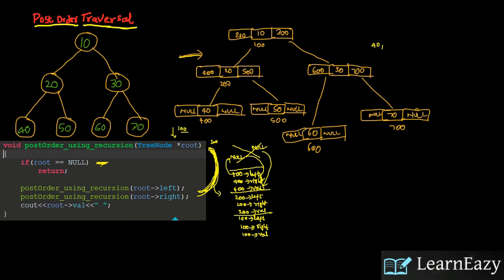All three calls are done. Now the stack record will get deleted. Now it returns back to here, 200 right. So 200 right, nothing but 500. So 200 right will pass it to this function.